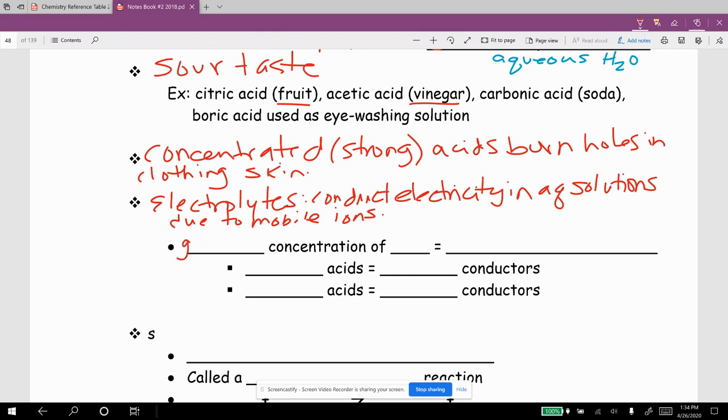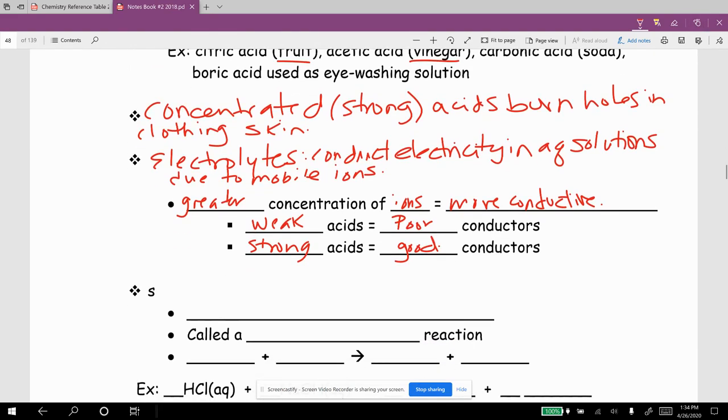And the greater the concentration of ions, the more conductive it is going to be. Also, the stronger the acid, too. And weak acids, we call them poor conductors. So that means they can conduct, but they're really not that good at it. But then we have our strong acids, and they are very good conductors, right? Which is why a battery, like your car battery, has an acid.